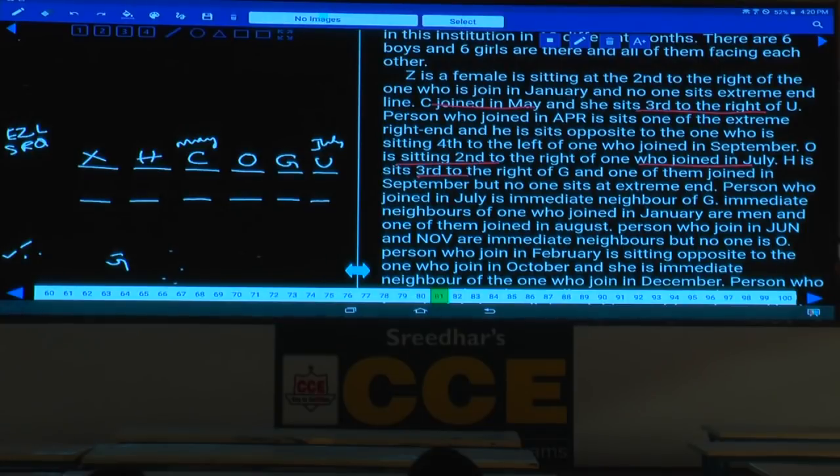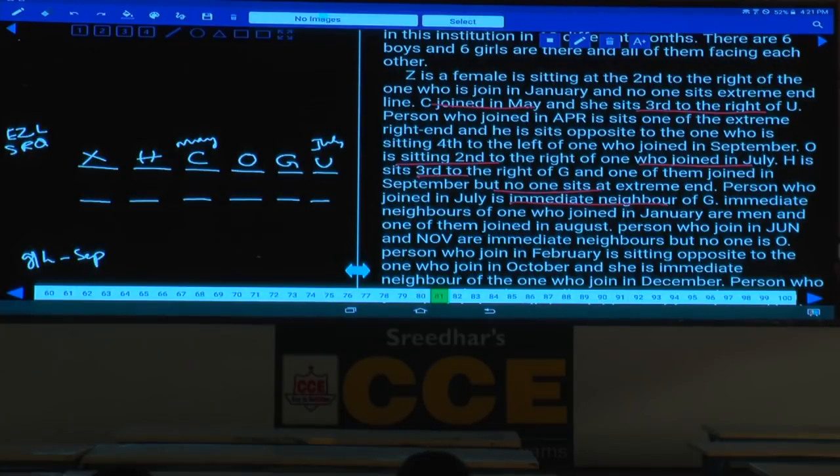And the one who joined in July is an immediate neighbor of G. H sits third to the right of G, and one of them joined in September. Hence, what is the information here? Either G or H is in the month of September. But no one sits at an extreme end. The person who joined in July is an immediate neighbor of G. We have taken this information.